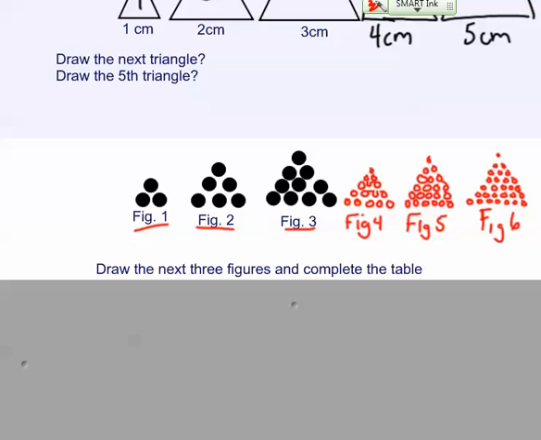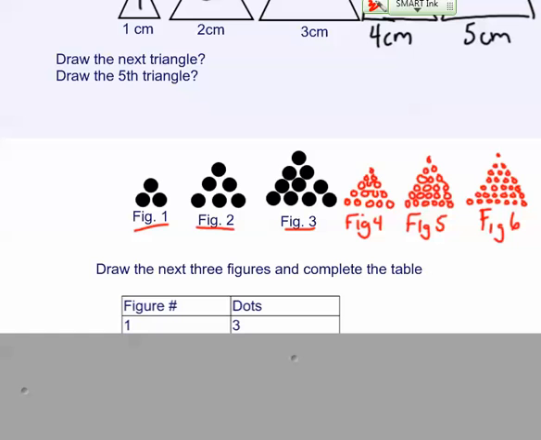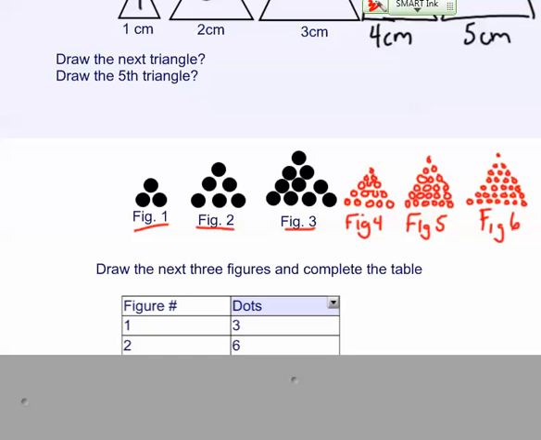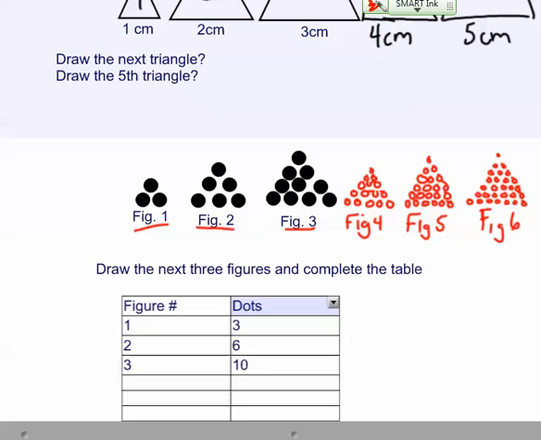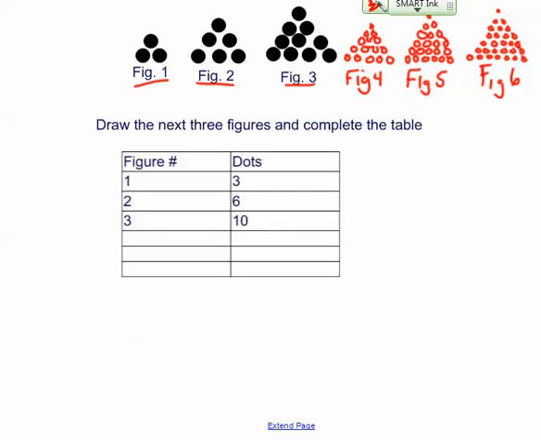Now I want to complete a table. So this is kind of like a function table that we did the other day. It's just a little bit different. So figure 1 had 3 dots. Figure 2 had 6 dots. Figure 3 had 10 dots. So figure 4 would have 1, 2, 3, 4, 5, 6, 7, 8, 9, 10, 11, 12, 13, 14, 15. Would have 15 dots. How many dots would figure 5 have?